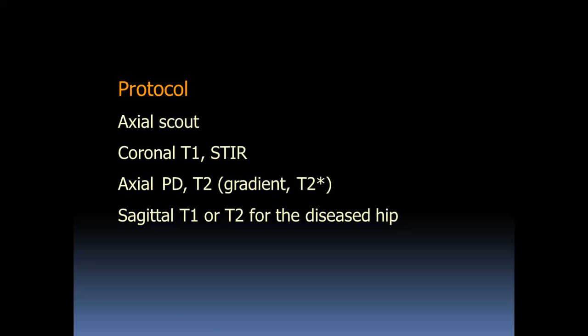The protocol in MRI is to do axial scout, then coronal T1, coronal STIR, axial proton density and axial T2, sagittal T1 or T2 for the diseased hip. Axial scout, coronal T1 and STIR, axial T2 and proton density, sagittal T1 or T2 for the diseased hip accordingly, or both.